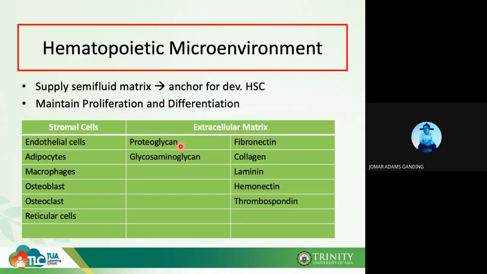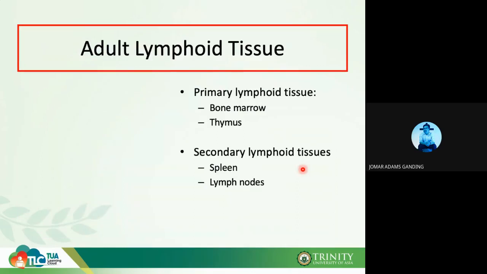Outside your hematopoietic spaces, we have your stromal cell and your extracellular matrix. So, moving forward, we have your adult lymphoid tissue.